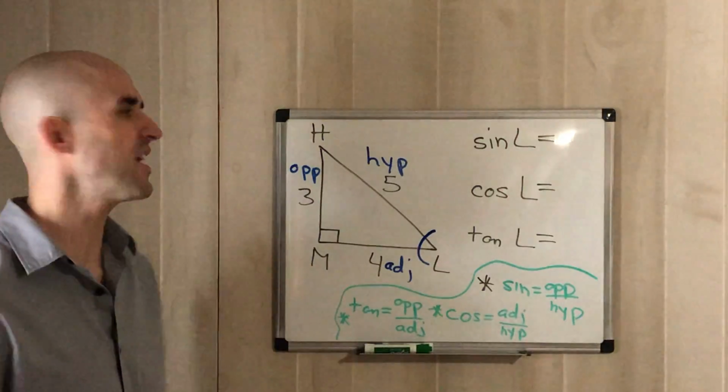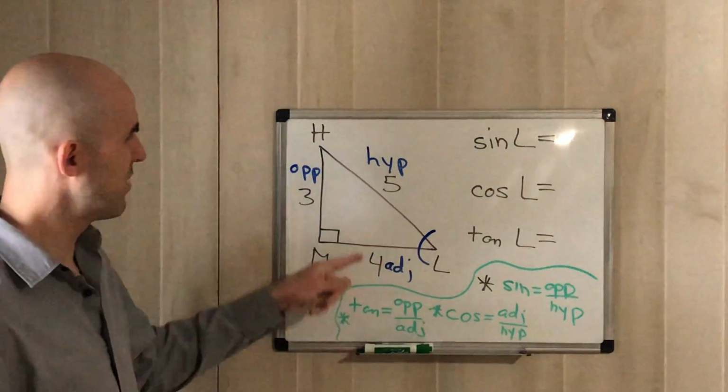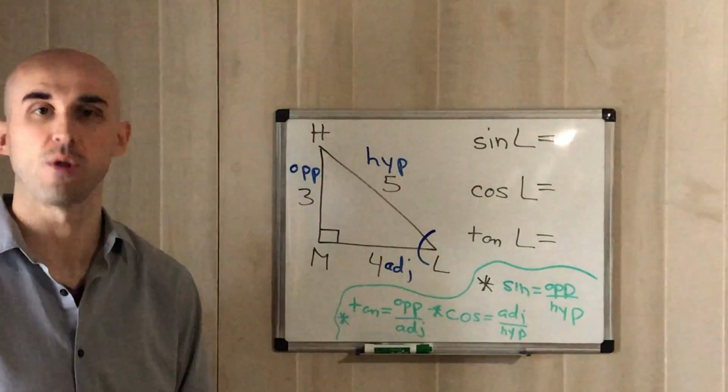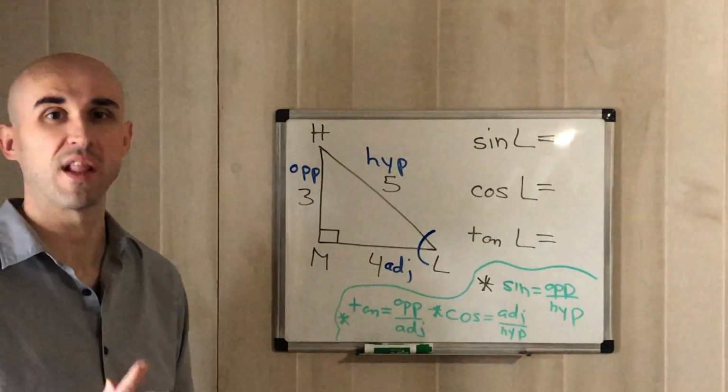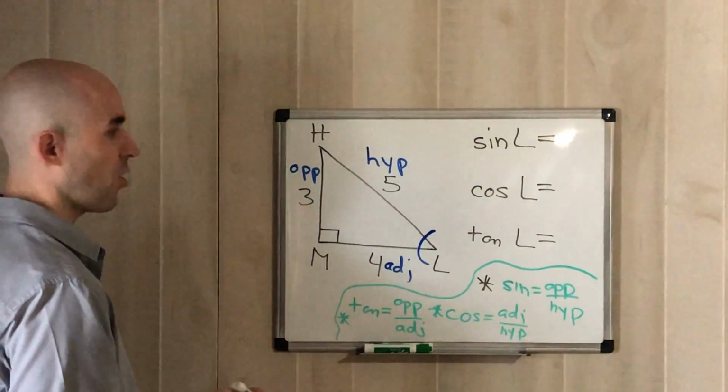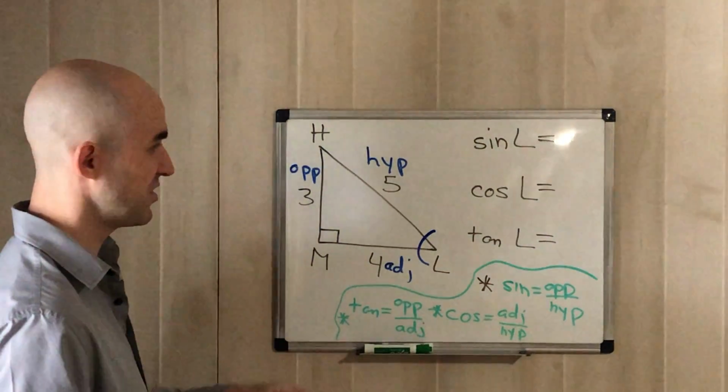And some people may think too, isn't the hypotenuse also adjacent to L? It is adjacent to L, but remember, the hypotenuse is the longest side. There's only one longest side. That's why we label that first. So now once you have this, it's just setting it up, guys, which is very easy.